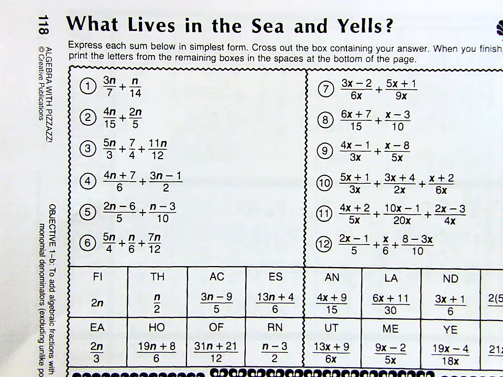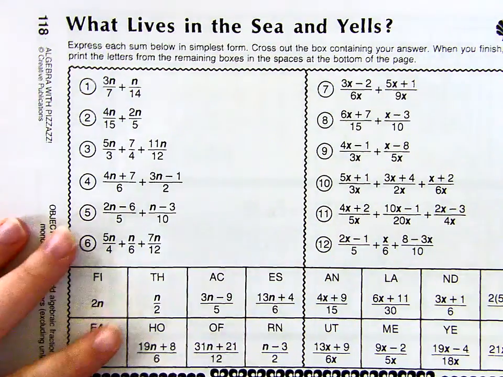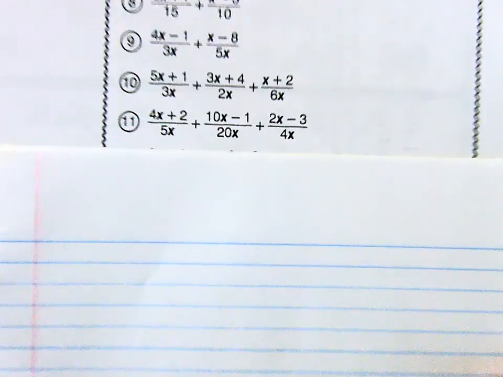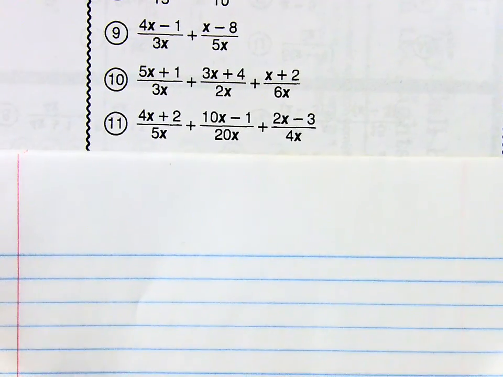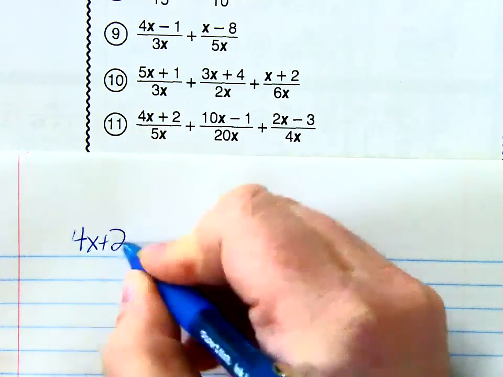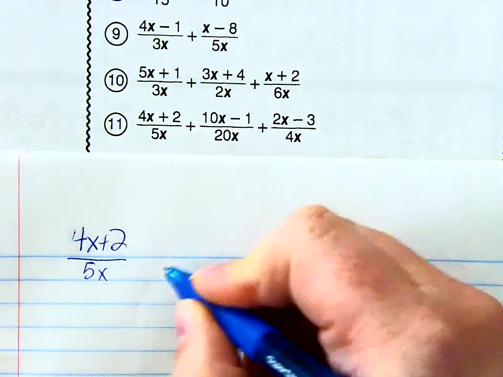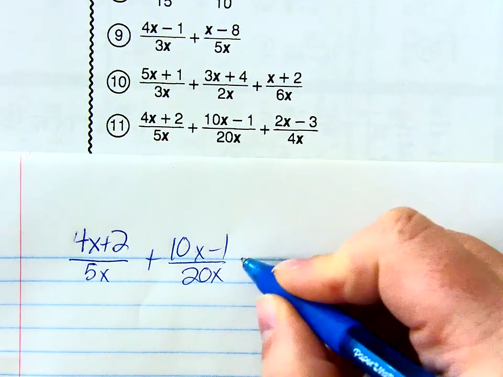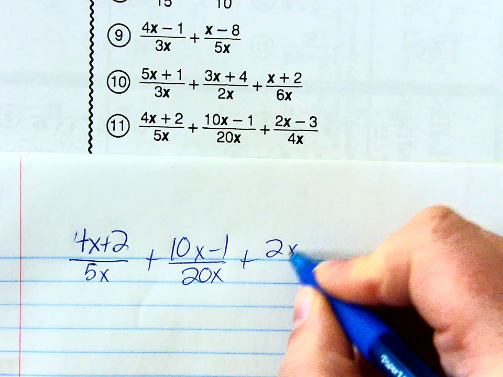Okay, so we're going to go over some questions from the homework. Which one? 11. So let's start by looking at 11. Remember that when you are adding these rational expressions together, what do you have to have? Common denominators. So I don't have them right now. 10x minus 1 over 20x plus 2x minus 3 over 4x.